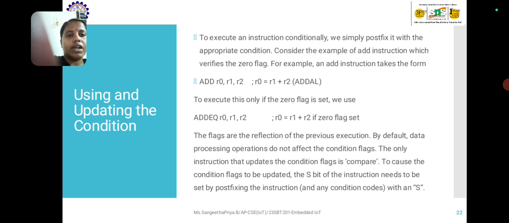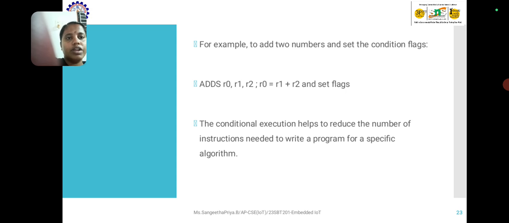By default, data processing operations do not affect the condition flags. The only instructions that update the condition flags are the compare instructions. To cause the condition flags to be updated, the S bit of the instruction needs to be set by postfixing the instruction and any condition code with an S. For example, to add two numbers and set the condition flags, ADDS R0, R1, R2, that is R0 equals R1 plus R2, and set flags. The conditional execution helps to reduce the number of instructions needed to write the program for a specific algorithm.